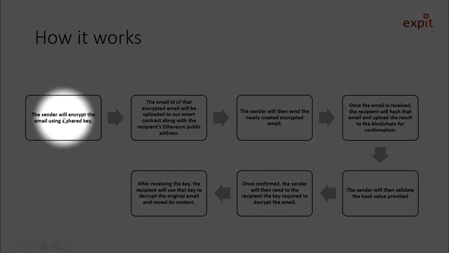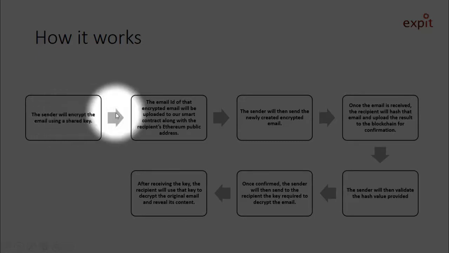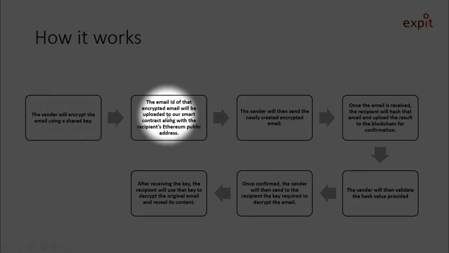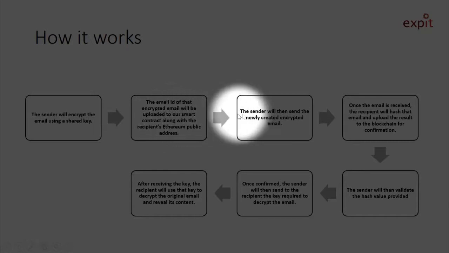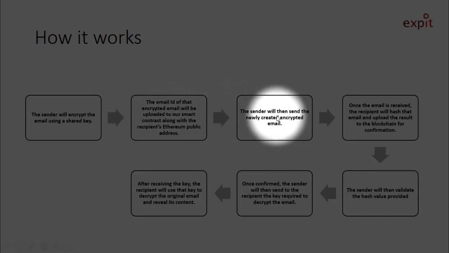The sender will encrypt the email using a shared key. The email ID of that encrypted email will be uploaded to our smart contract along with the recipient's Ethereum public address. The sender will then send the newly created encrypted email.